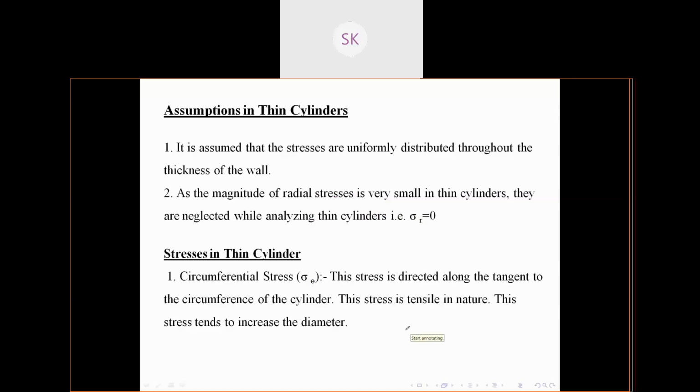So, let's start with circumferential stress. This stress is directed along the tangent to the circumference of the cylinder. This stress is tensile in nature. This stress tends to increase the diameter. Just imagine you have a cylinder like this. It gets into two halves. The upper half will be like this, and the lower half will be like this. Hope you are getting my point.